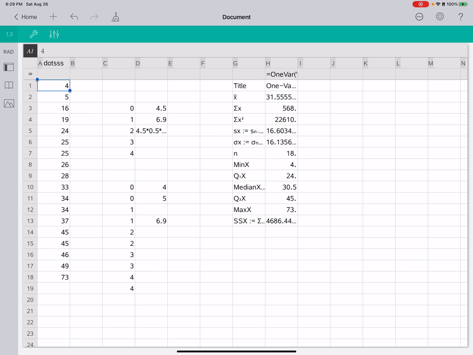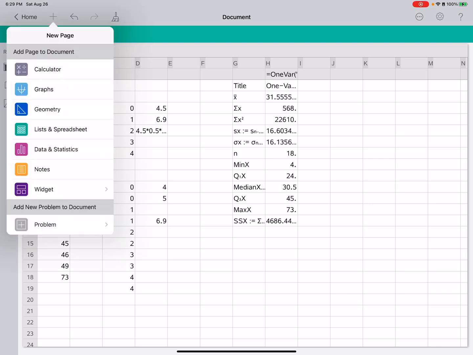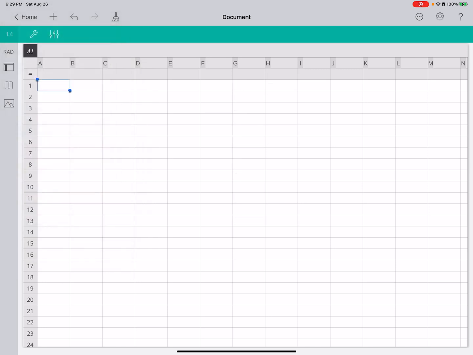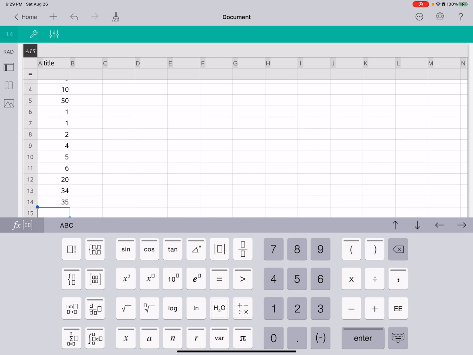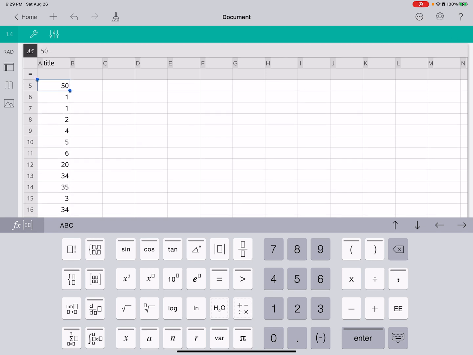In order to do this, the first thing you're going to do is from your home screen, when you turn it on, push New Document, Lists and Spreadsheet. You're going to enter your data. Make sure you put some sort of a title. I'm just going to title it Title, and I'm just going to make up some data, just so I can show you how to sort it.